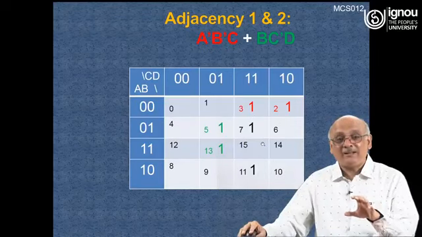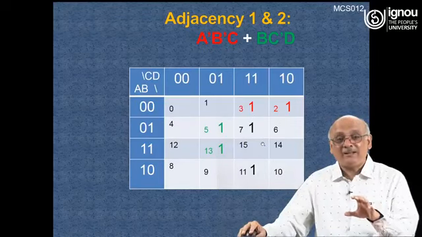Okay, so in 1 and 2 in this particular case, what is changing? 1 is changing to 0, AB is 0 0 only for both the cases, and C is 1. So the expression becomes A dash because it is 0, B dash, and C. As simple as that.